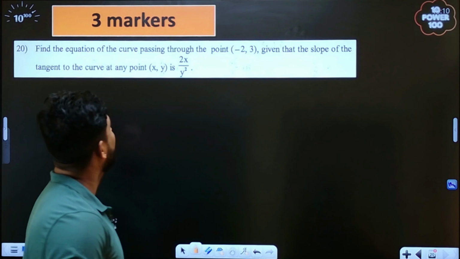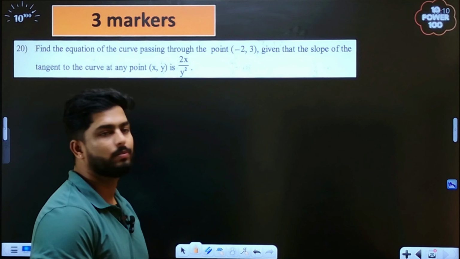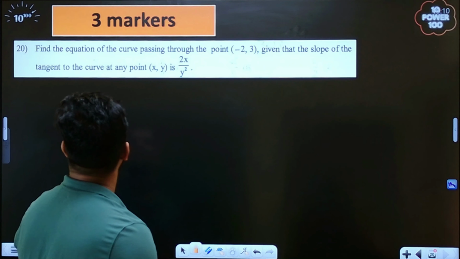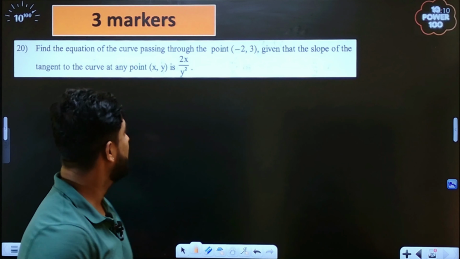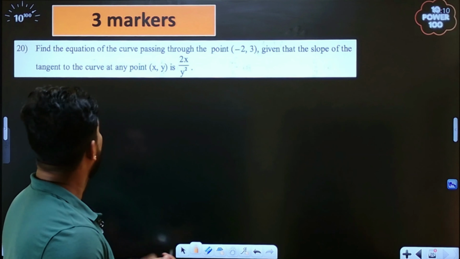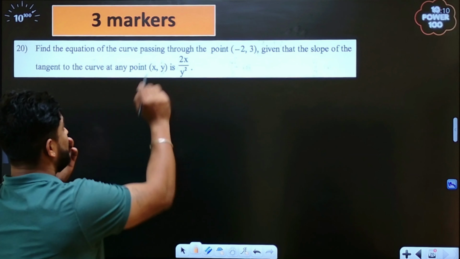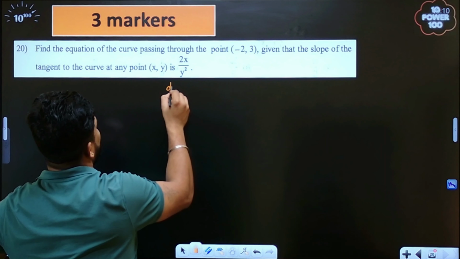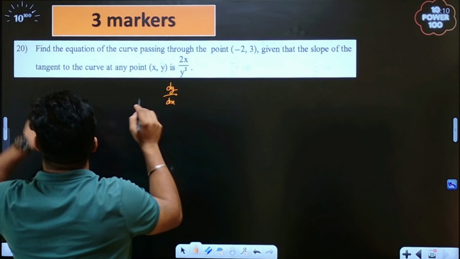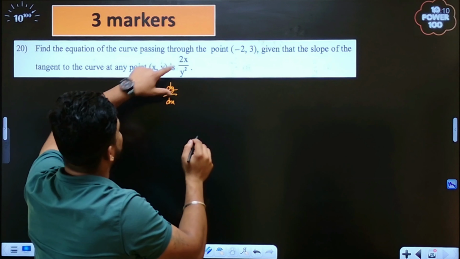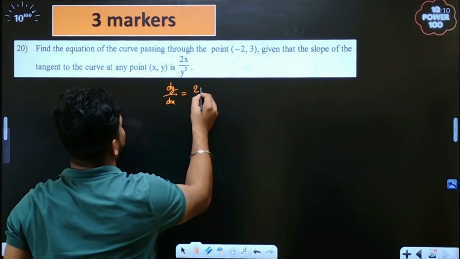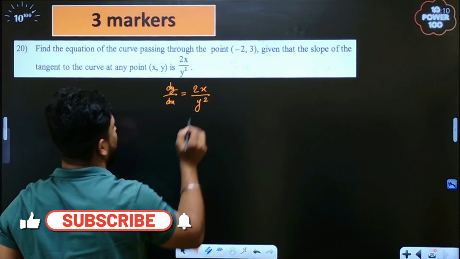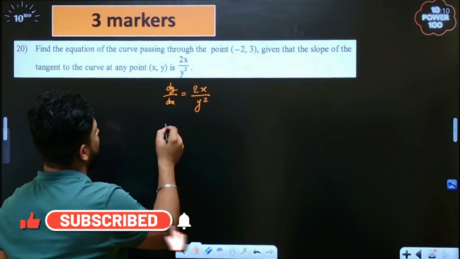Next one. Find the equation of the curve passing through the point minus 2 comma 3, given the slope of the tangent of the curve at any point is 2x by y square. So they're asking us to find the particular solution, children. Very simple one. So let's take dy by dx. The slope of the tangent of the curve at any point is 2x by y square, right? So it is 2x by y square. Now let's change the variable.